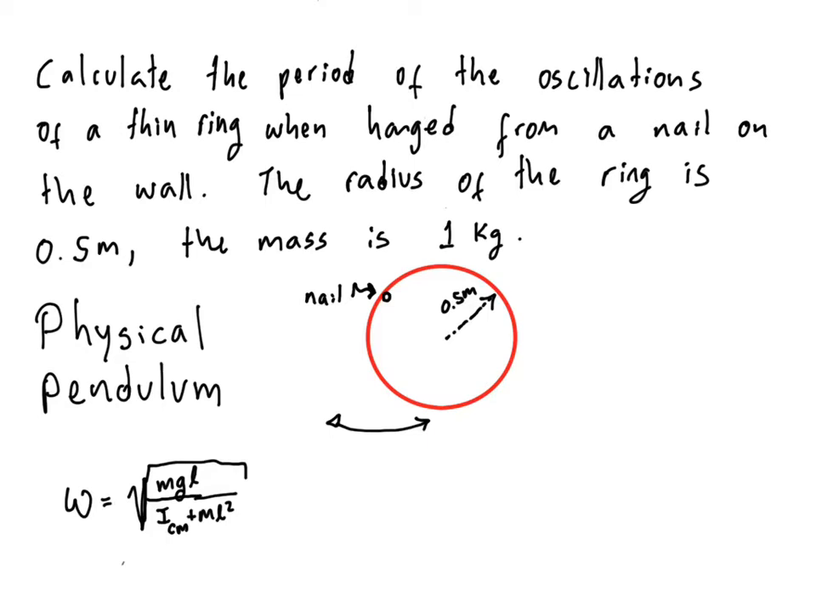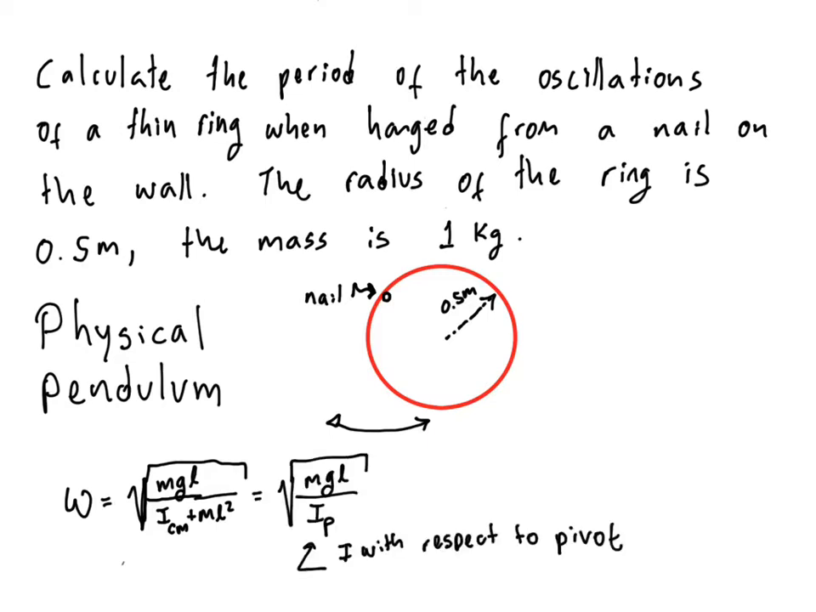In the video where we discussed the physical pendulum, you were given this equation. This is also an equation that you can find in your formula sheet. The angular frequency of the oscillations of a physical pendulum is the square root of mgl divided by the moment of inertia with respect to the center of mass plus m times l squared. The denominator can also be written as the moment of inertia of the object with respect to the pivot. In this case, the moment of inertia of the ring with respect to the point where the nail is. That's the pivot.